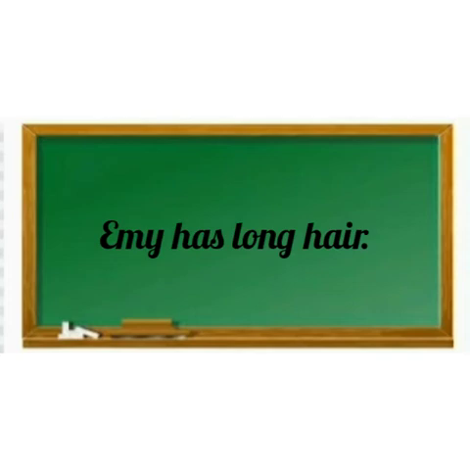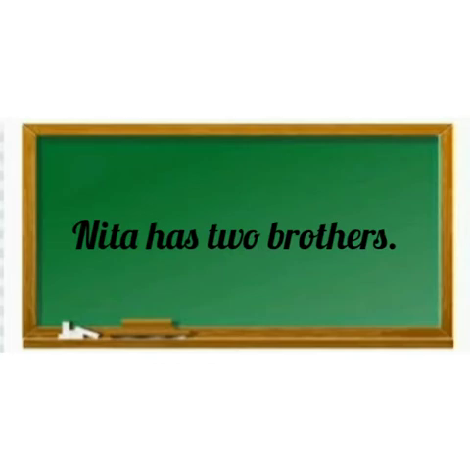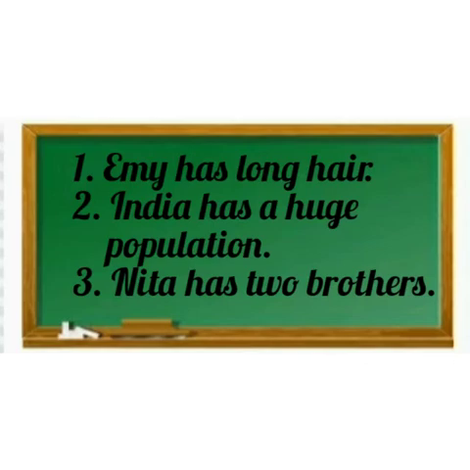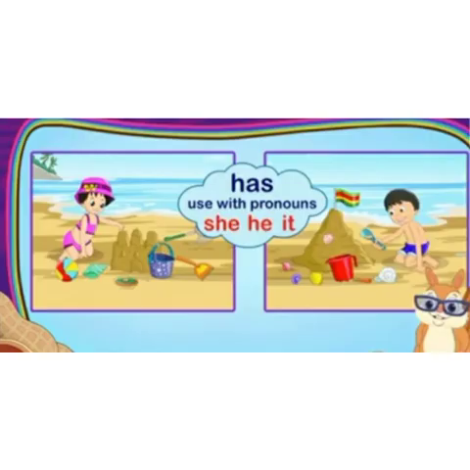Emmy has long hair. India has a huge population. Neeta has two brothers. In all these three sentences, the nouns are singular. So, with singular nouns, we use has. We also use has with pronouns like she, he, and it.